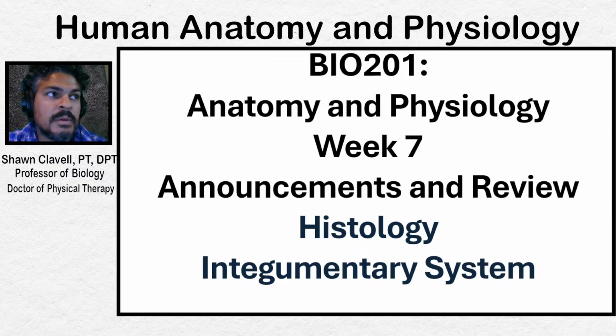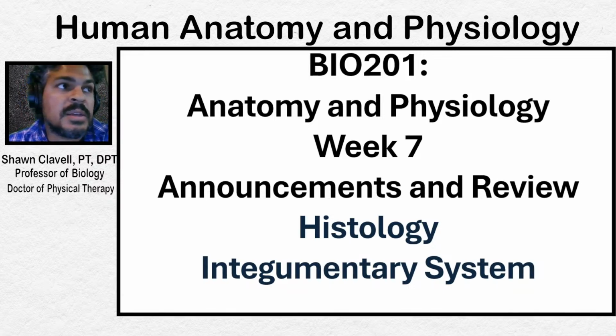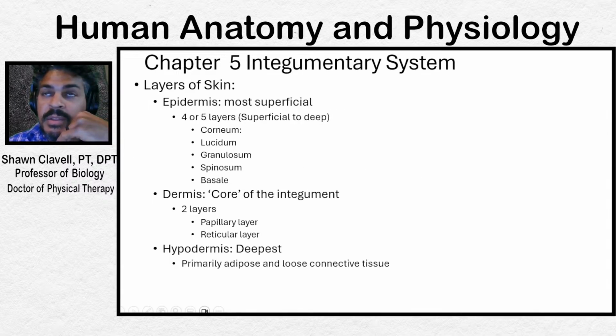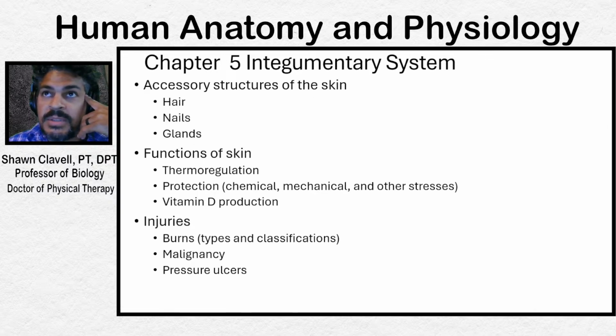We have an exam where we're going to go over histology and the integumentary system. I've got a couple of slides giving you a review of what to expect on the exam. Remember that in chapter 4, we looked at histology and the four different types of tissue: epithelial, connective, muscle, and nervous tissue. There will be two parts to this exam, including a practical exam with a number of different pictures. In chapter 5, we talked much about the integumentary system.